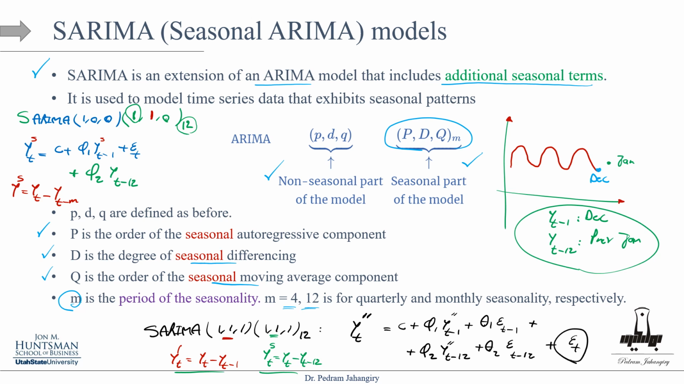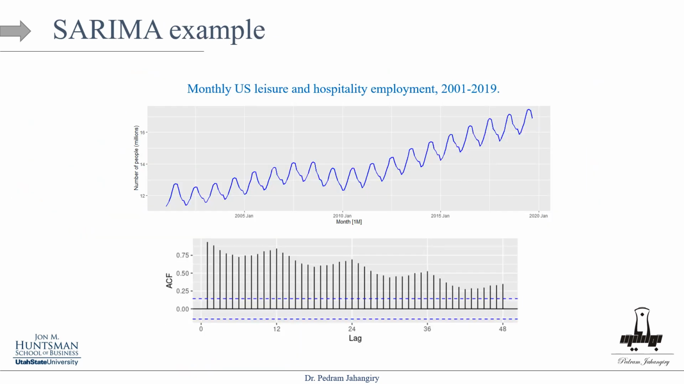So hopefully you can connect the dots and see how beautifully this SARIMA model is able to speak to different components, non-seasonal components, seasonal components, etc. Okay, now let's look into an example and try to connect the dots and put everything together that we learned so far. So what are we interested in?